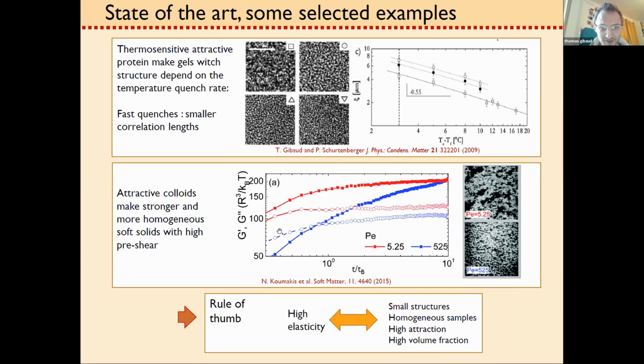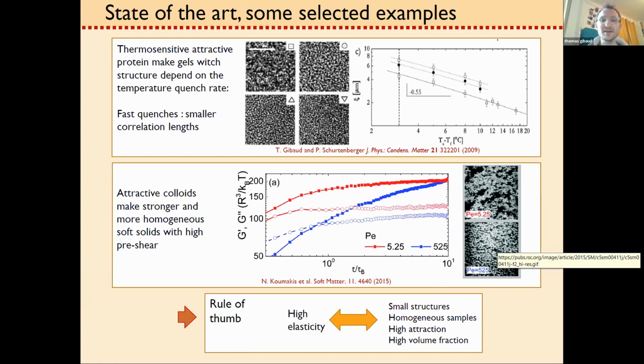Another system, from George's group, is a colloidal gel composed of colloids and depletant, and they use depletion to create the attraction. They pre-shear their system, and they can make different states. When there is a low shear, they make this inhomogeneous structure with a low elasticity. Whereas when they use high shear, they make this homogeneous structure with a higher elasticity.